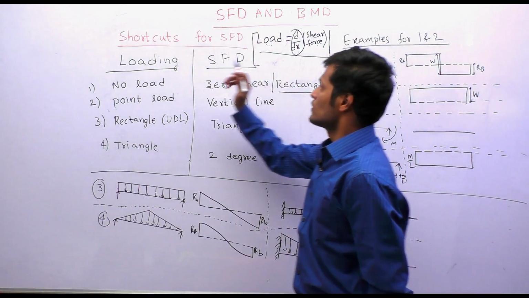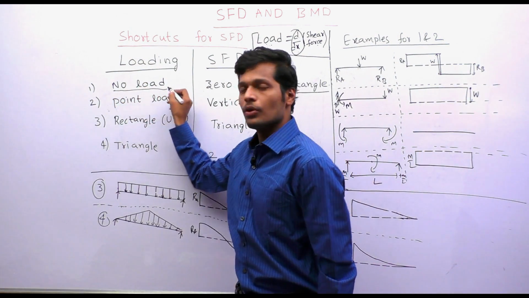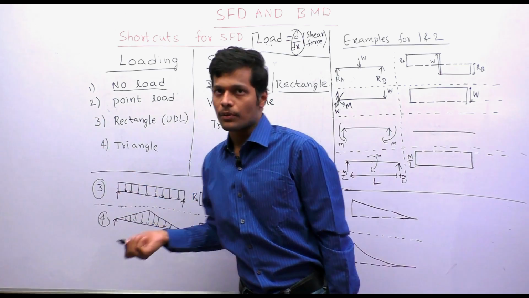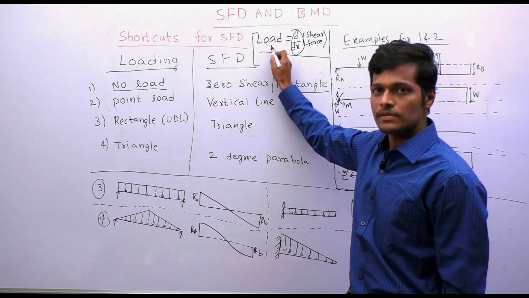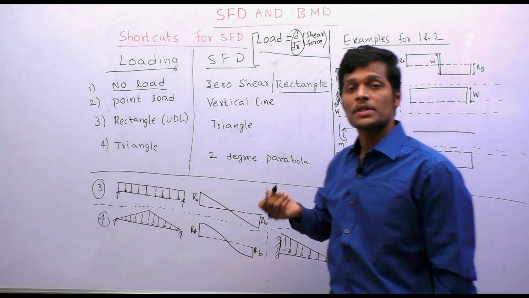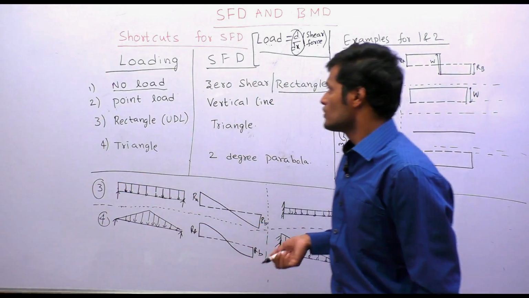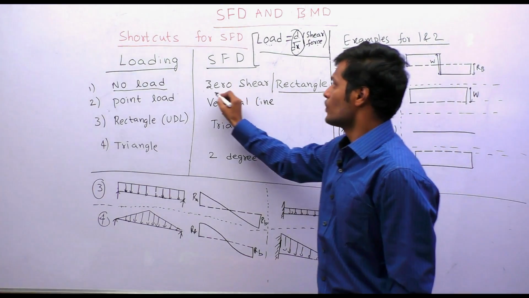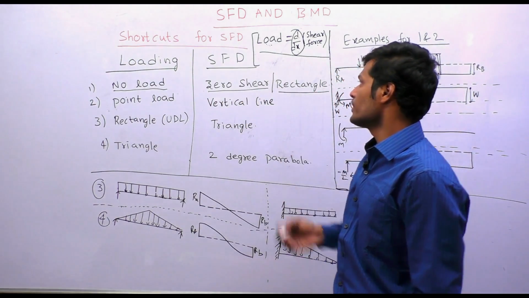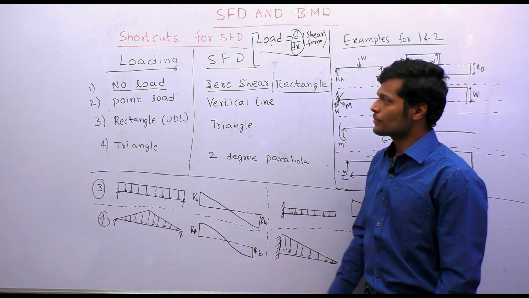Okay. So suppose if there is no load means the load value is 0, means the slope value is 0. So slope is 0 means you will have a horizontal line because slope is 0. So horizontal line means you can have a 0 shear or you can have a rectangle also.